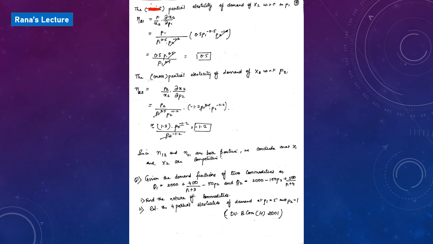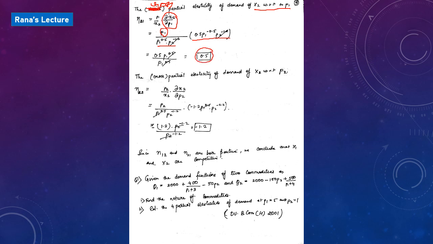This is the cross partial elasticity, not direct. The cross partial elasticity of demand of x2 with respect to p1 is p1 by x2 into delta x2 by delta p1. Okay, this is cross partial elasticity. Why? Because we are differentiating x2 with respect to p1. Write p1 as it is. Write the function over here. What we calculated before, your answer comes to be 0.5.